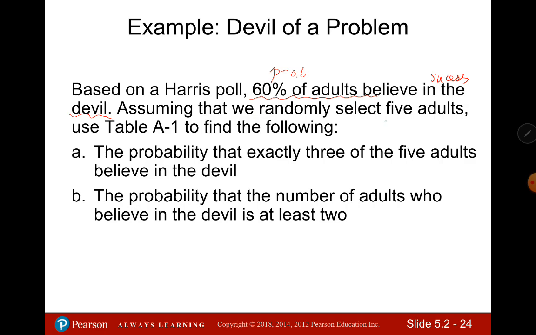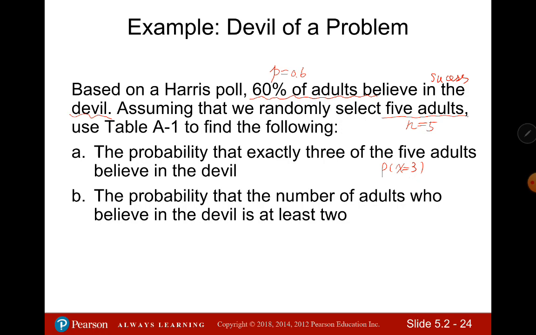We randomly select 5 adults. So you should understand that's the number of trials, n is equal to 5, right? And we will use the technology to help us find the result. So the probability of exactly 3. First, we want to know the single value, right? We want to get the single value of x to find the probability.